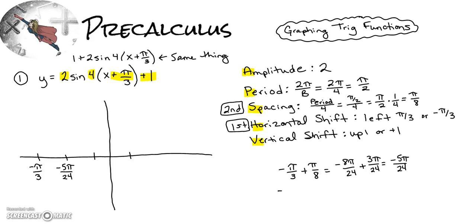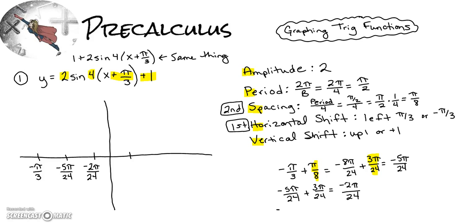So I'm going to take negative 5 pi over 24, and I'm adding pi over 8 to it, but we just figured out that that's the same thing as 3 pi over 24. So just keep doing it that way so that you have a common denominator. So plus 3 pi over 24, that equals negative 2 pi over 24. Now, even though that reduces, I'm not going to reduce it because I want everything to continue being over 24 just to make it easier. So negative 2 pi over 24 is that mark.